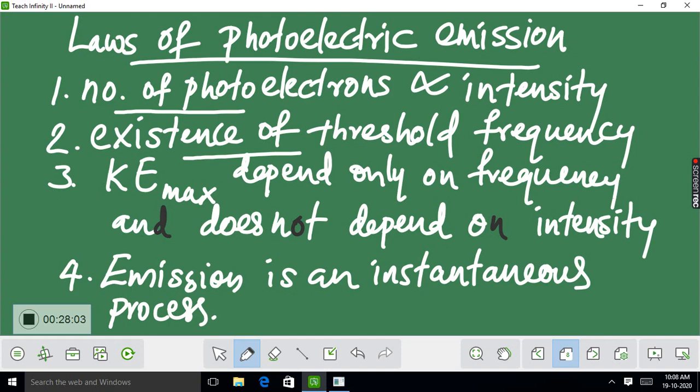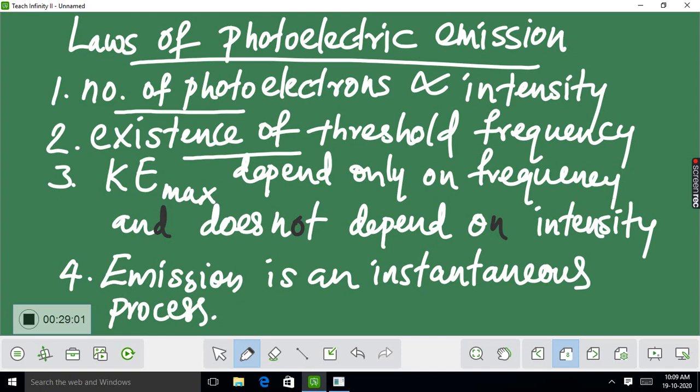Third law is, above the threshold frequency, the maximum kinetic energy of emitted photoelectrons is independent of intensity, but depends only on the frequency of incident light. In other words, the stopping potential is independent of intensity of incident radiation, but depends only upon the frequency of incident radiation. The saturation current depends on the intensity, but stopping potential or the maximum kinetic energy of photoelectrons emitted depends only on the frequency and is independent of the intensity of incident radiation.